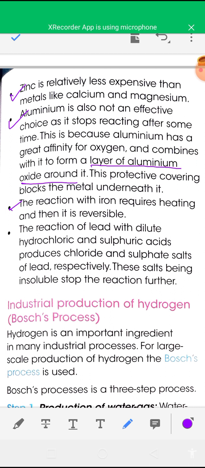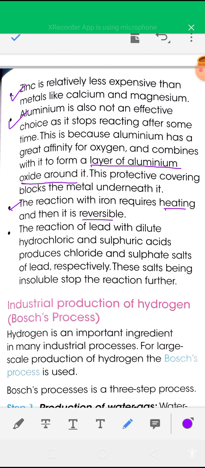And reaction with iron: when iron reacts with dilute sulfuric acid, heating is required. That is why iron is not used in laboratory preparation of hydrogen, and this reaction is also reversible. So iron is not used because for iron heating is required.